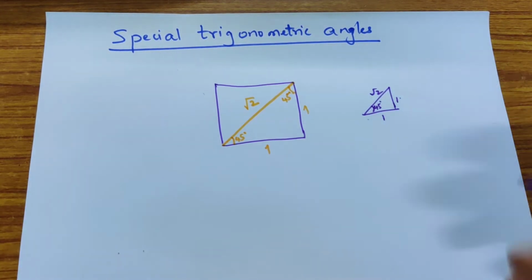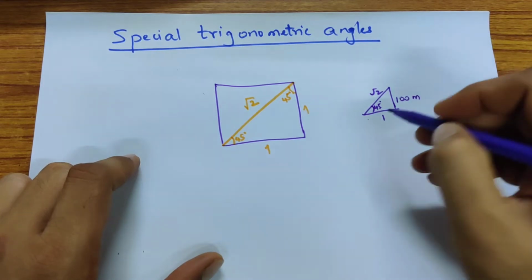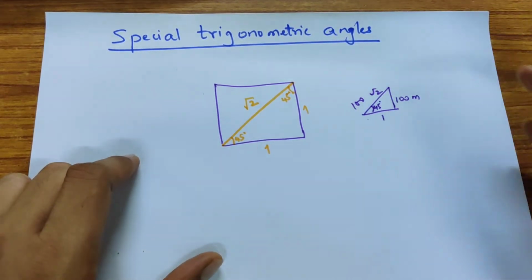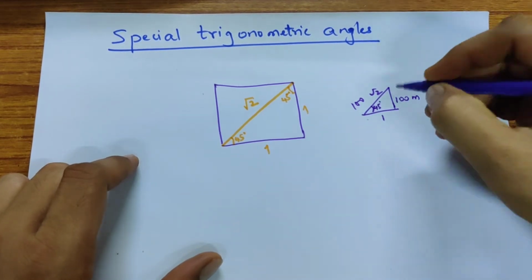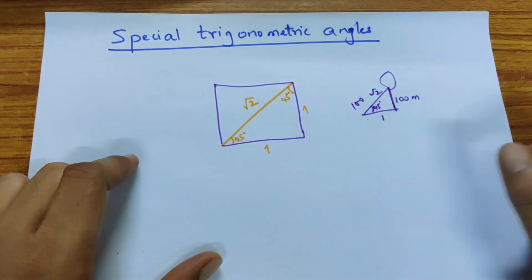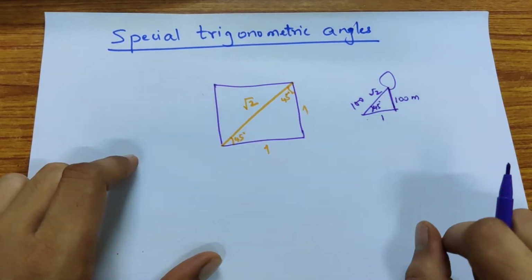And if you are given problems to solve in which, let's say this is 100 meters and this is 45, this is 100 root 2. You just have to multiply it by root 2. If they ask you the length of the thread for a balloon that's in the air at 100 meters, that's what it means. You can use this triangle very quickly for this kind of a problem.